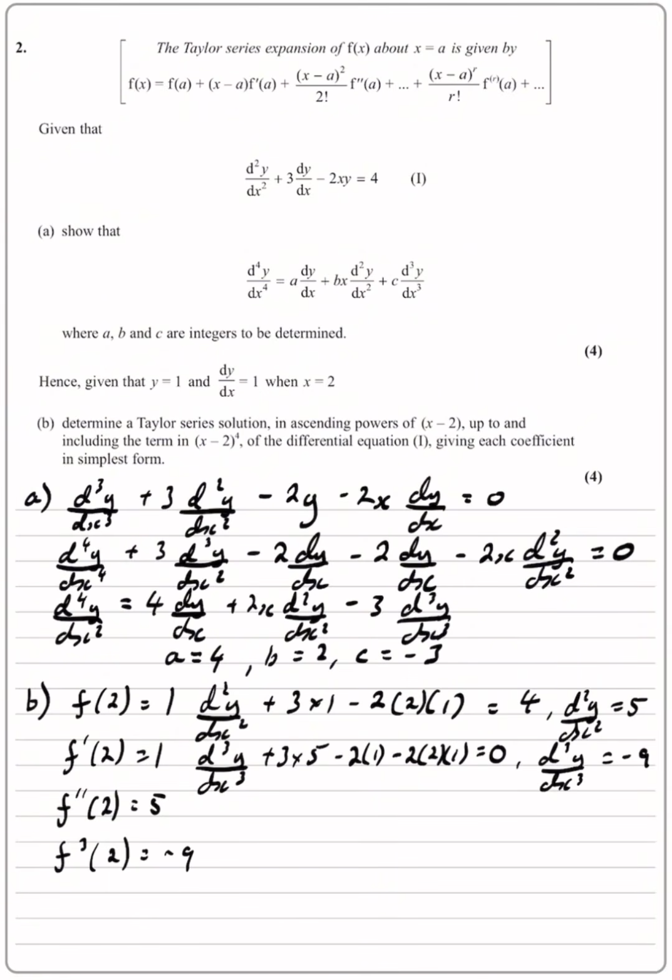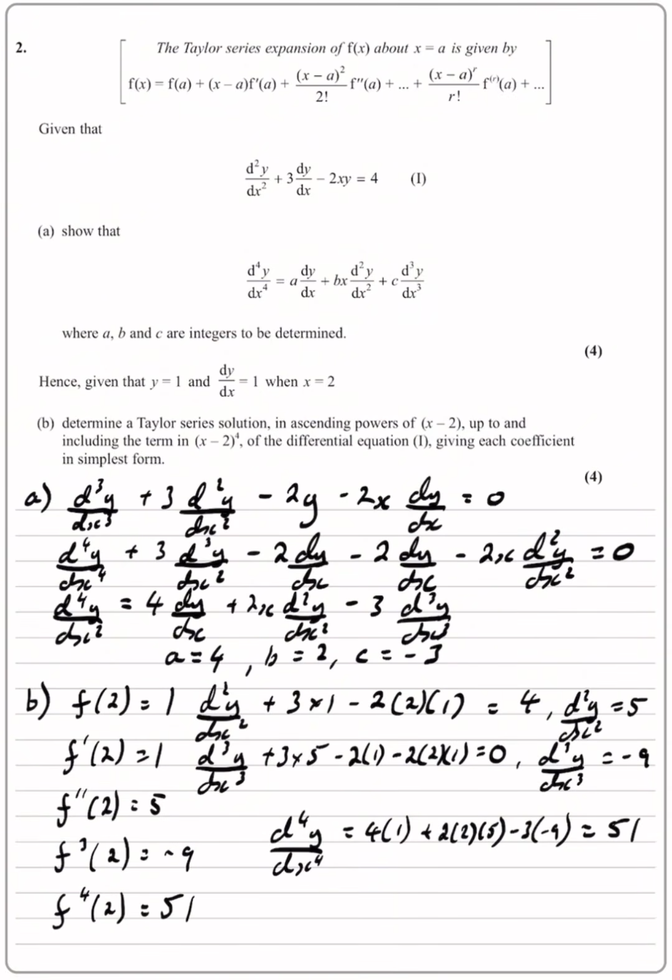f third differential at 2 is -9. And lastly, the fourth differential, where we can use the final answer for our part A, plug the numbers in there. We're going to get d4y by dx to the 4 will be equal to 4 lots of dy by dx, 4 lots of 1, plus 2 lots of the x-coordinate times by d2y by dx squared, so 2 lots of 2 times 5, subtract 3 lots of -9, and that's going to be equal to 51.